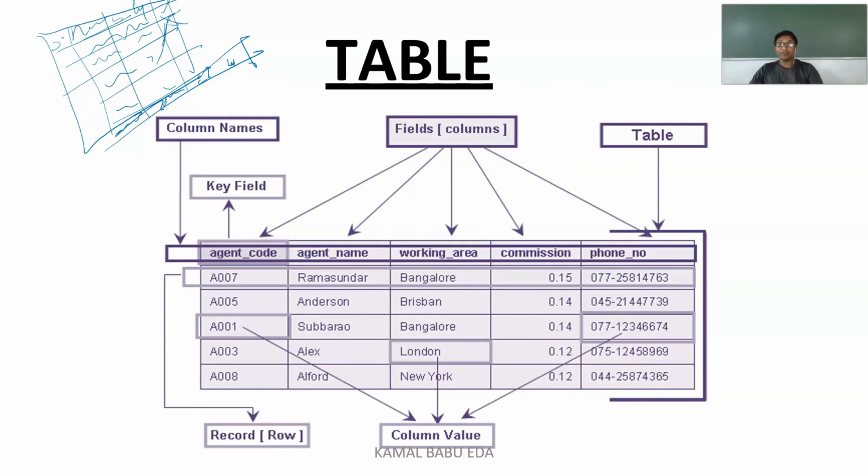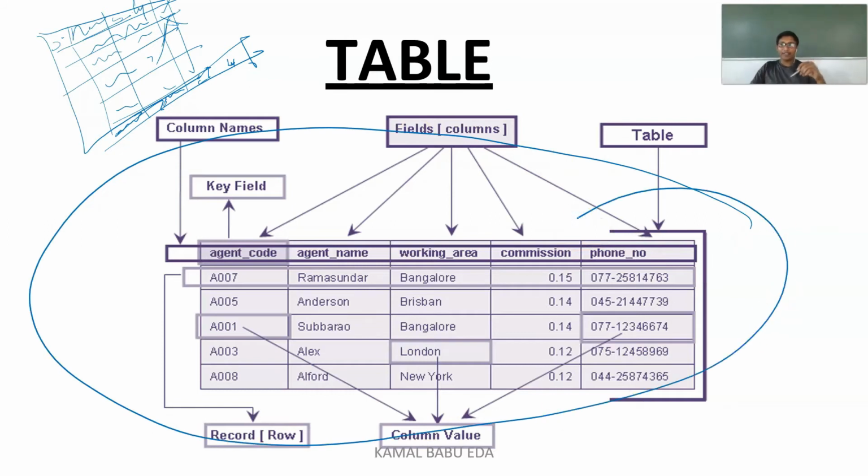So I'll explain what a table is. This entire thing is considered a table. Here we are writing the agent code, the agent name, the working area, how much commission he is getting, and his phone number. All these columns have common values. We take the code, the name, the area he is working in, and the phone number. This row is the record row, and these are called field columns, and here is the key field.